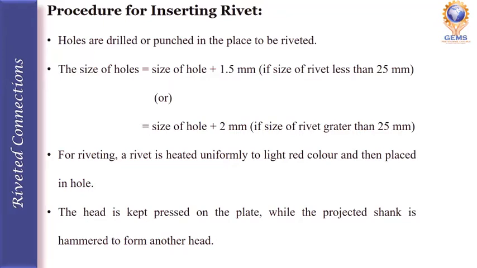So for riveting, a rivet is heated uniformly to light red color and then placed in a hole. The head is kept pressed on the plate while the projected shank is hammered to form another head, that is driven head. So what happened on cooling, the rivet will contract and grips the plate tightly.